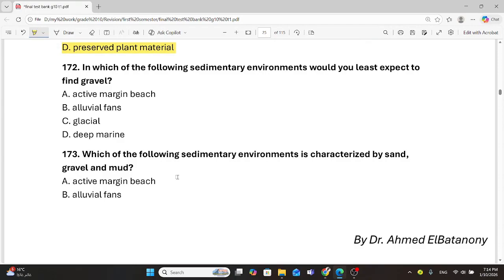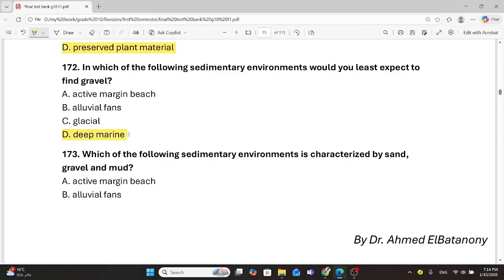In which of the following sedimentary environments would you least expect to find gravel? Active margin beaches, alluvial veins, glacial, or deep marine? Deep marine. Gravel is large, so it would be deep marine.